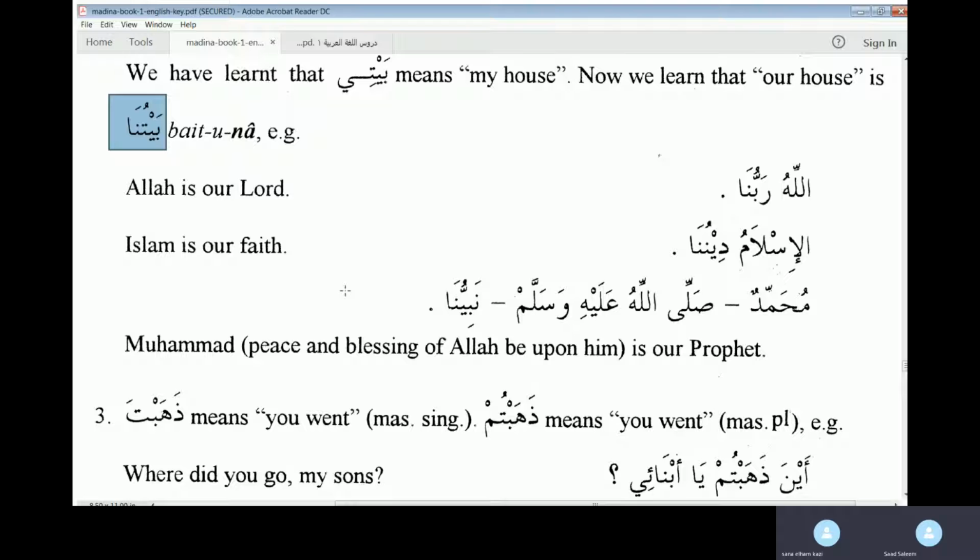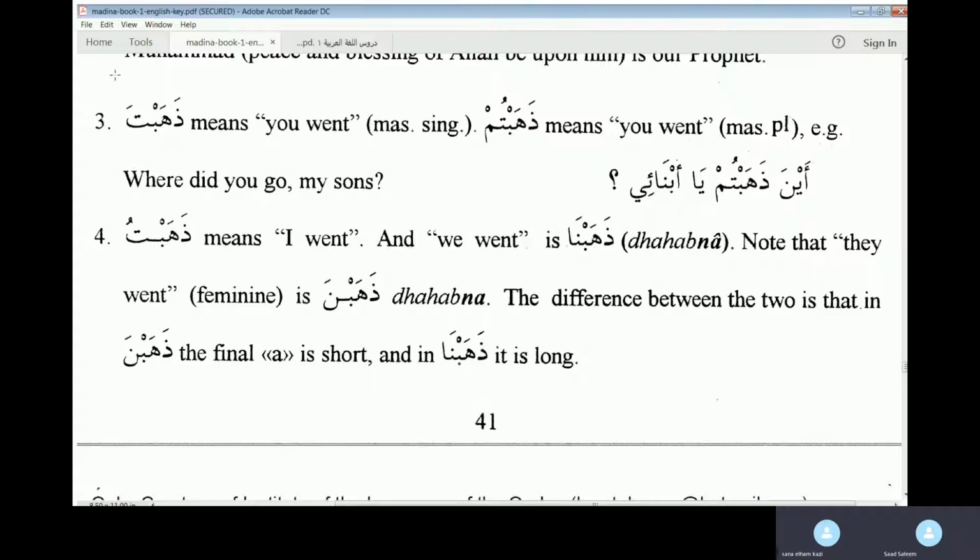The next point is dhahabat. Dhahabta means you went, which is for masculine singular. Dhahabtum means you went in masculine plural. For example, aina dhahabtum ya abnai, where did you all go, oh my sons? Dhahabtu means I went, and we went is dhahabna. Note that they went, feminine, is dhahabna. The difference between these two is that in one the final a is short, whereas in the other it is long.